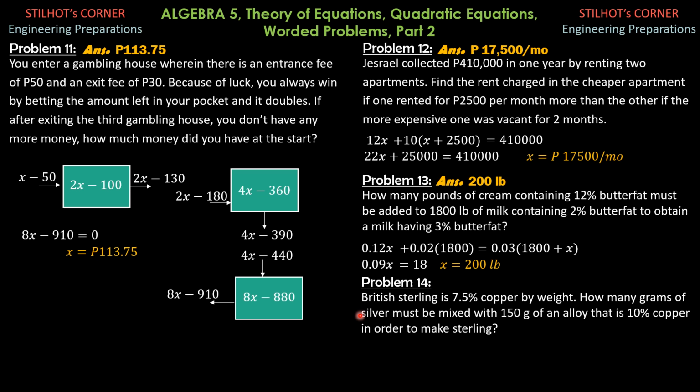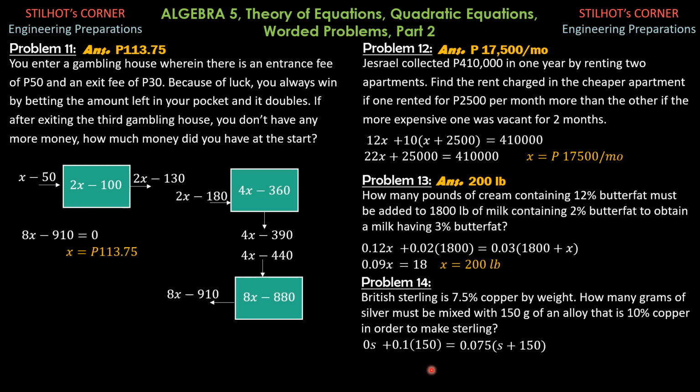So S, because silver is 0% copper, so that means 0 times S, to be mixed with 150 grams of an alloy that is 10% copper, so plus 0.10 of 150, and we equate this to 7.5% of the total amount, which is S plus 150. So 0.075 times quantity S plus 150.